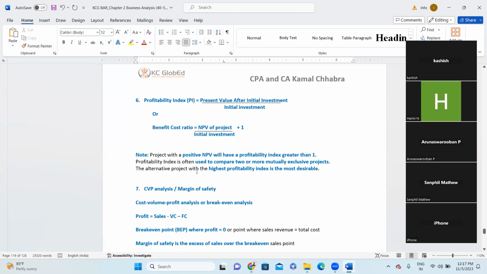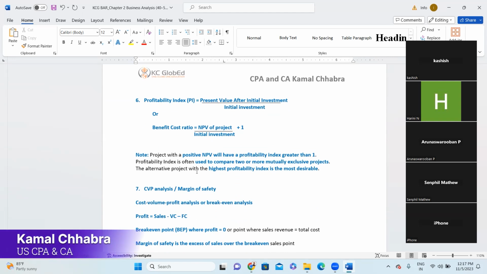Next is the profitability index. The profitability index is the present value after initial investment divided by the initial investment. So the profitability index is the benefit cost ratio: NPV of the project plus 1, divided by the initial investment.